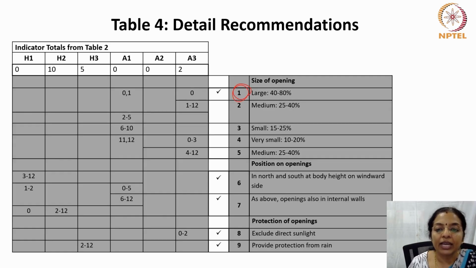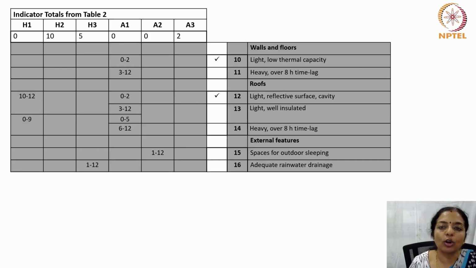The position of openings in north and south at body height on windward side. We must protect the openings from direct sunlight and provide protection from rain as well. This is what the recommendations say. It also says that we should have light, low thermal capacity wall, and the roof must be light, reflective surface cavity. So after this, what we will do is compare all the recommendations for the 3 climate types.